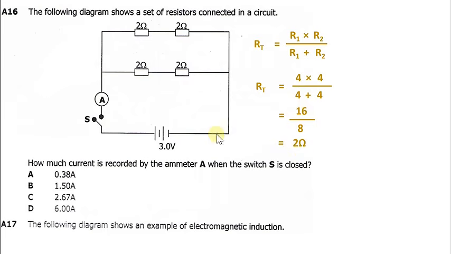Now once we find total resistance, then we'll find current using this formula. Voltage is equal to current times total resistance. So we are going to make current the subject of the formula. Current is equal to voltage over total resistance. So we must calculate the current flowing here, which will be the current that the ammeter is going to read. It will be voltage 3 divided by total resistance, which we have found to be 2. So 3 divided by 2 gives 1.5 amps, which will be the current read here. So the answer is going to be B.